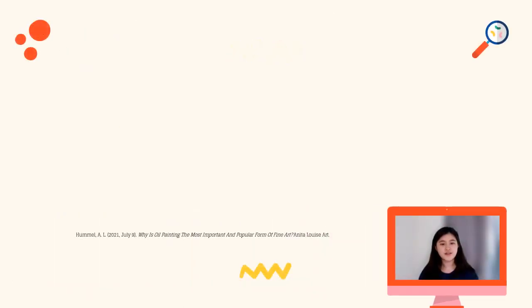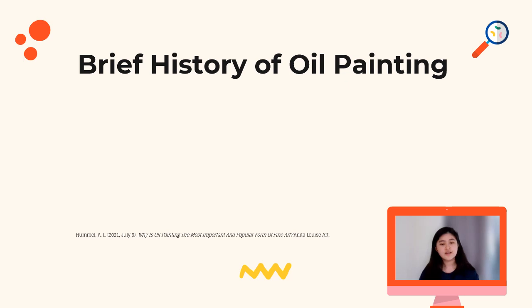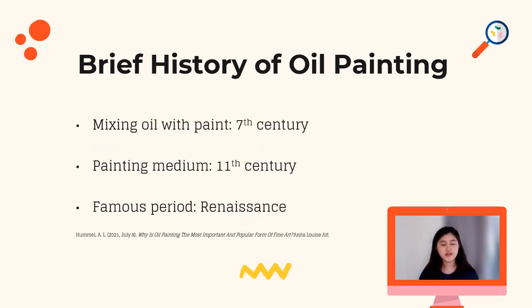Now let's talk about the history of oil painting. It all started in the 7th century when someone extracted oil from poppies and walnut and mixed it with paint. It started becoming a painting medium in Europe in the 11th century and became famous in the 15th century, which is the Renaissance period.